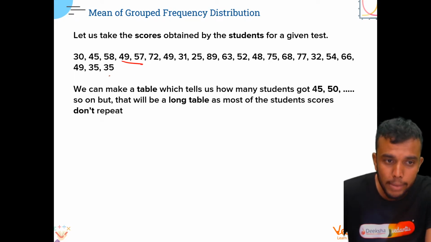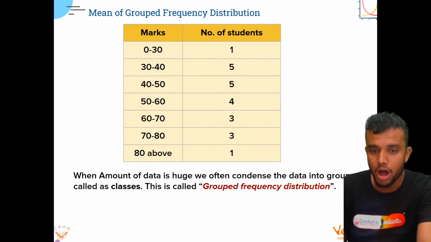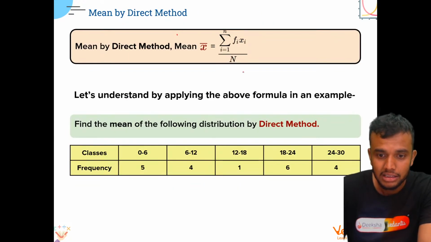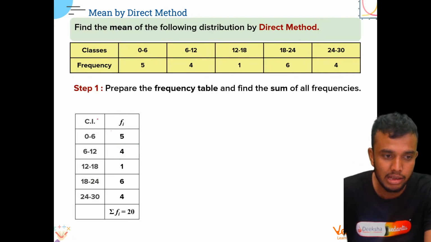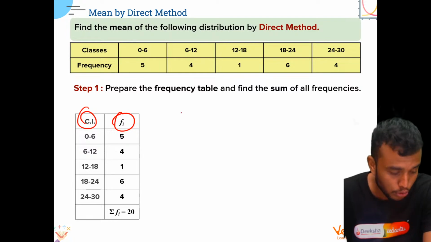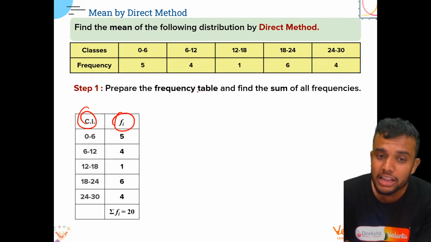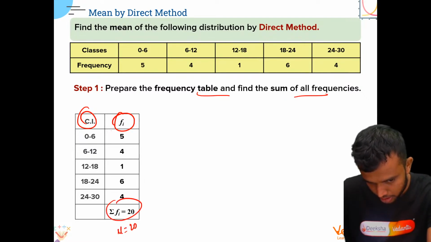Here this is a mean, right, students? We can easily make it into proper columns. This is the marks, the number of this becomes xi, right? This is xi. Then the classes, class interval and frequency. First, how to solve this problem? Very simple. First we need to prepare the frequency table and find the sum of all frequencies. Then this is the n value, 20.